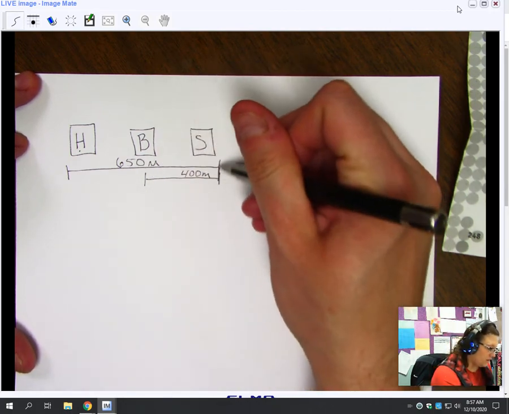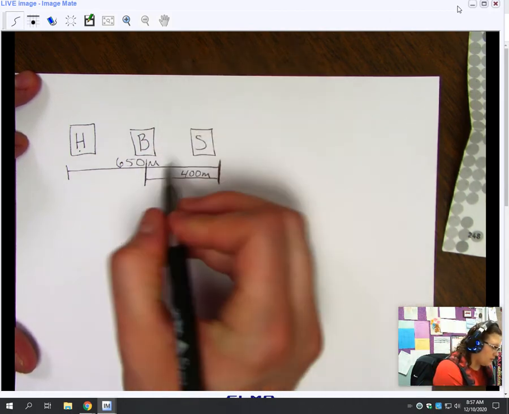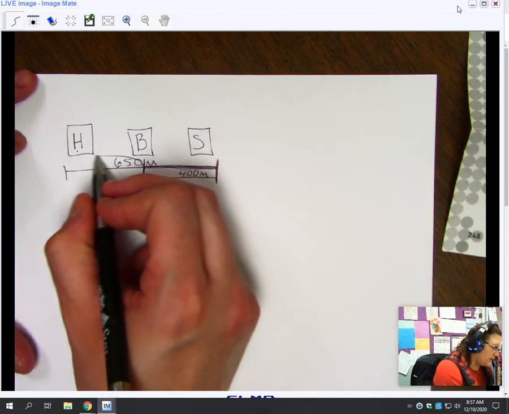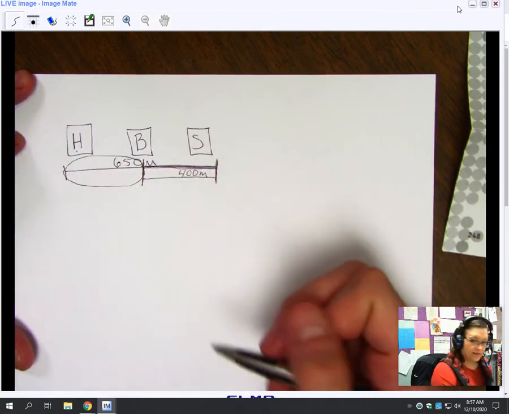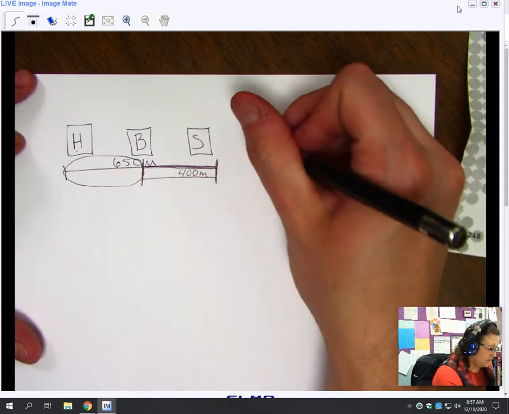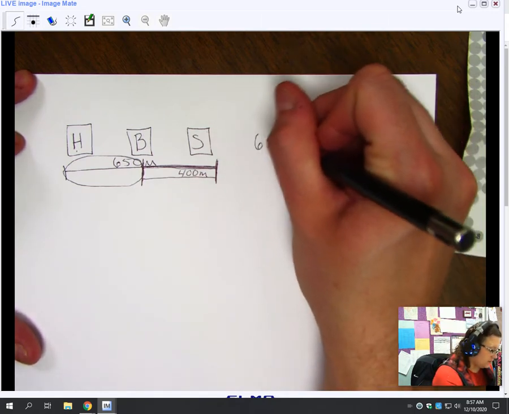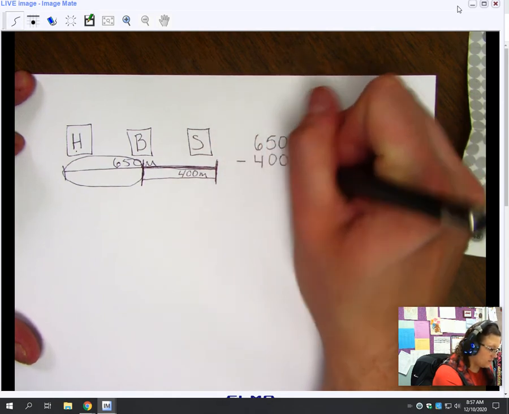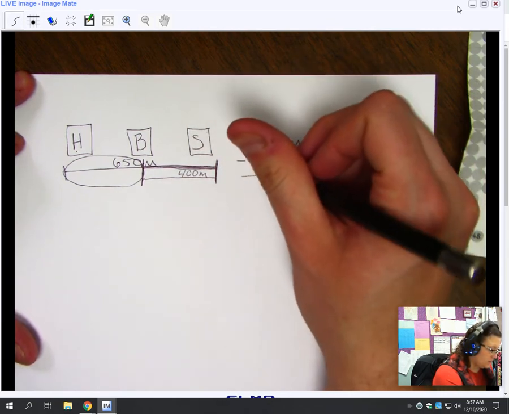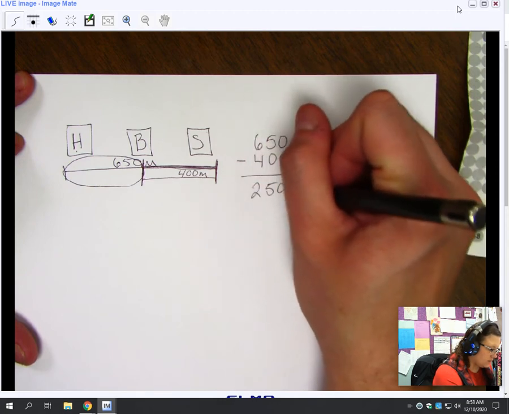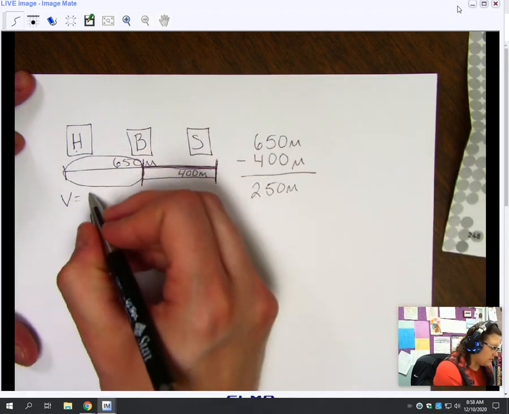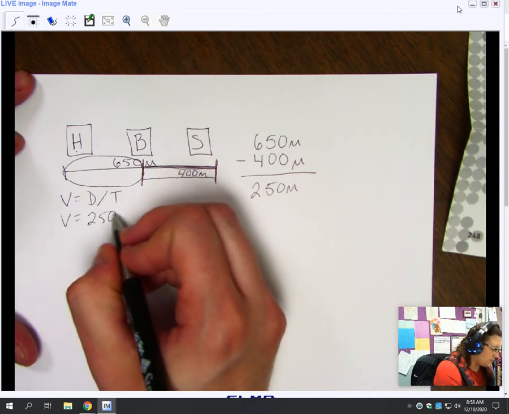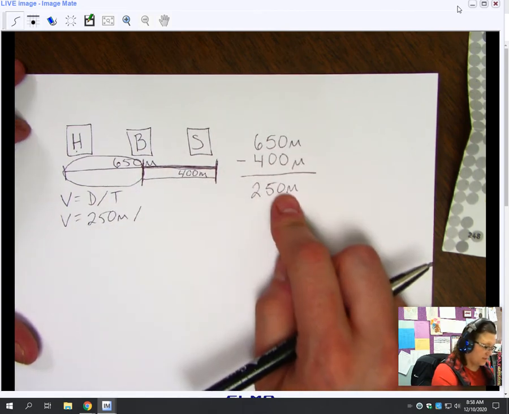So this 400 meters is part of this total trip here. What we need to find out is how far that distance is. To figure that out, you need to take the 650 meters and subtract the 400 meters. And that gives you 250 meters. So that is the distance that you can use in your speed calculation. So that's the first extra step.